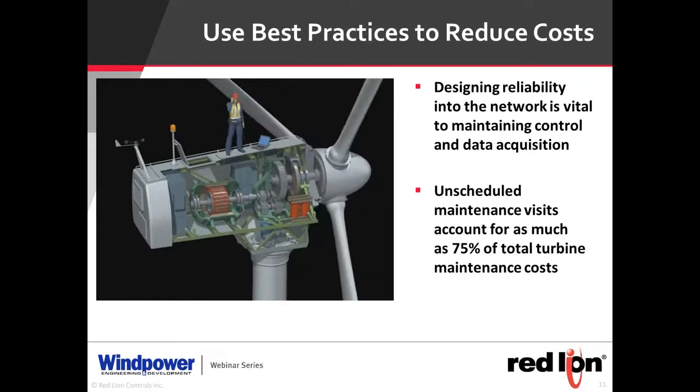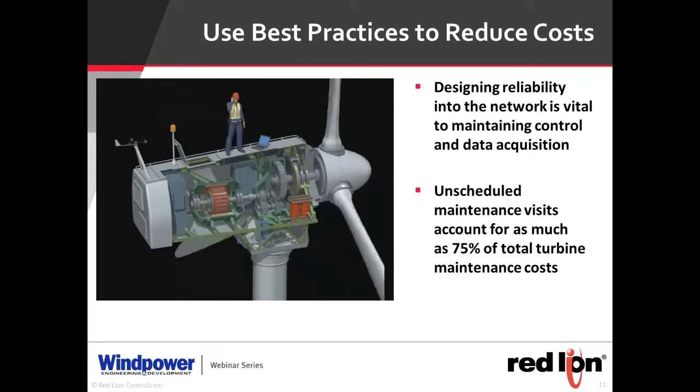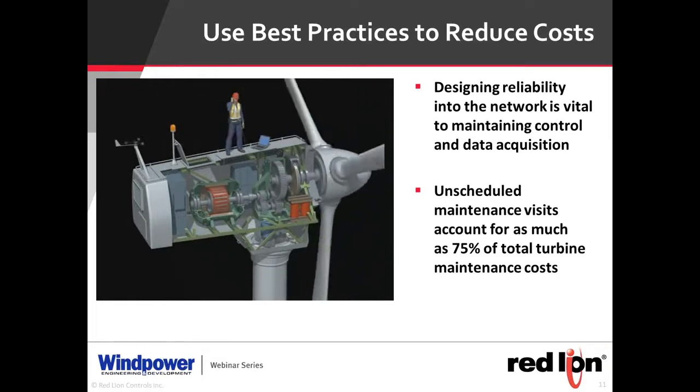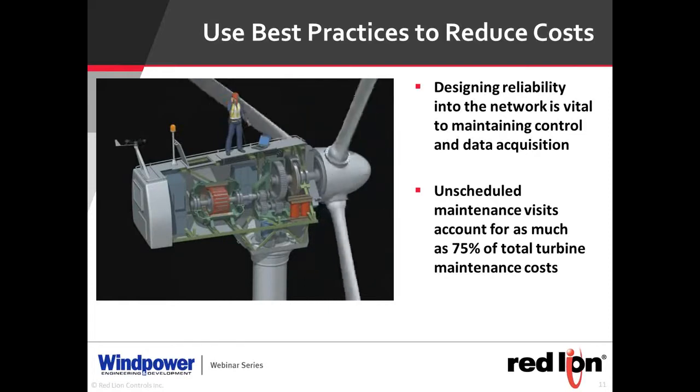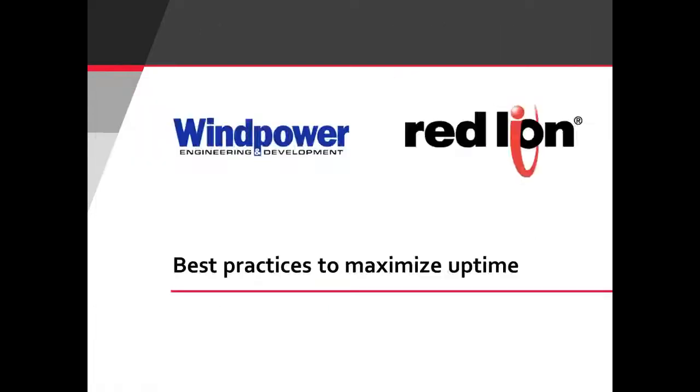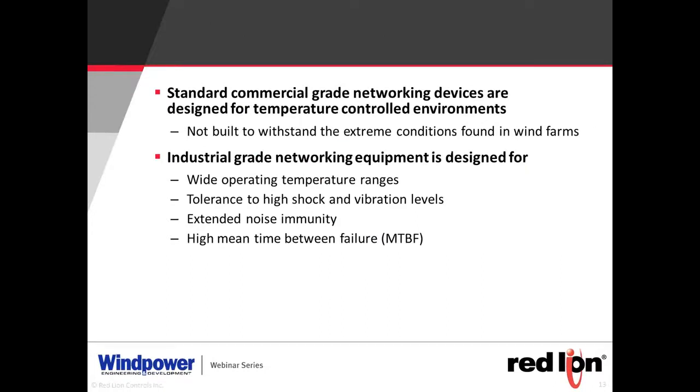If something actually breaks, it becomes a very expensive maintenance cost, and we're trying to prevent that. We want to get the data back to the central location so they can do condition monitoring. So what are the best practices for the network itself?